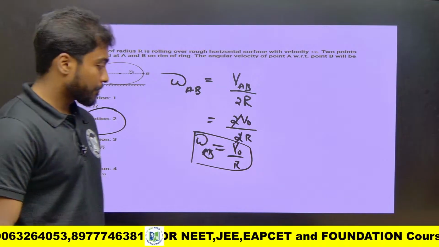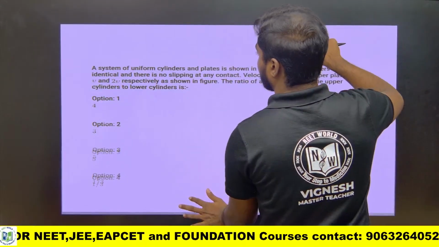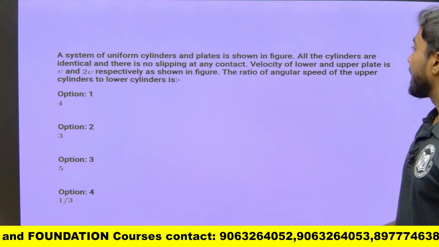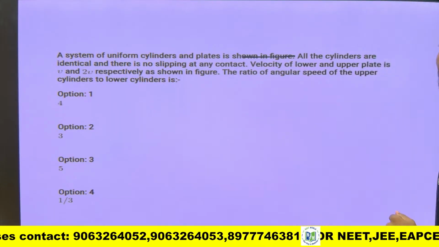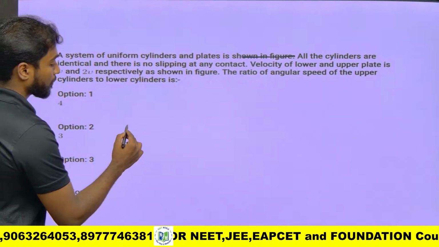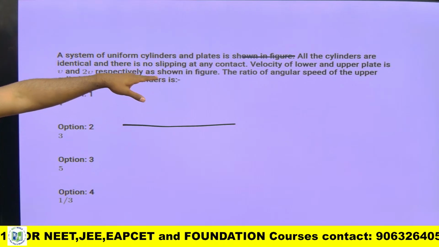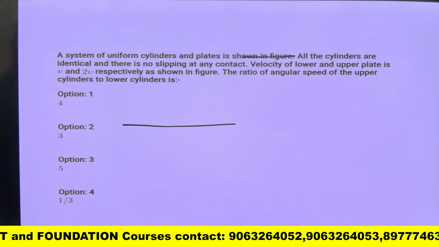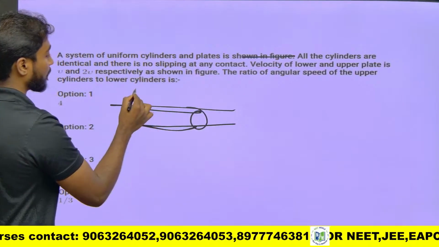Okay, we'll go for the next question. A system of a uniform cylinder and a plate is shown in the figure. The figure is not given, right? Leave that. All the cylinders are identical and there is no slipping. I'll draw the figure here. Suppose this is the surface, and there is no slipping at any contact. The velocities of the lower and upper plate are V and 2V. So let me consider a cylinder like this and a plate on it.